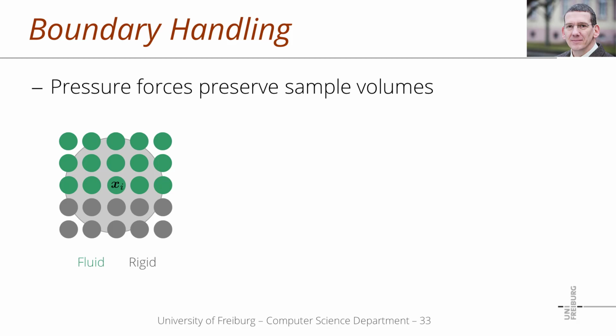We see green fluid particles and gray rigid or boundary particles. And the gray circle around fluid particle xi indicates the neighbors of xi that we consider in SPH computations. And now we see that we have fluid and boundary particles in the neighborhood of particle xi. So in SPH sums, we iterate over fluid neighbors and over boundary neighbors of particle xi.